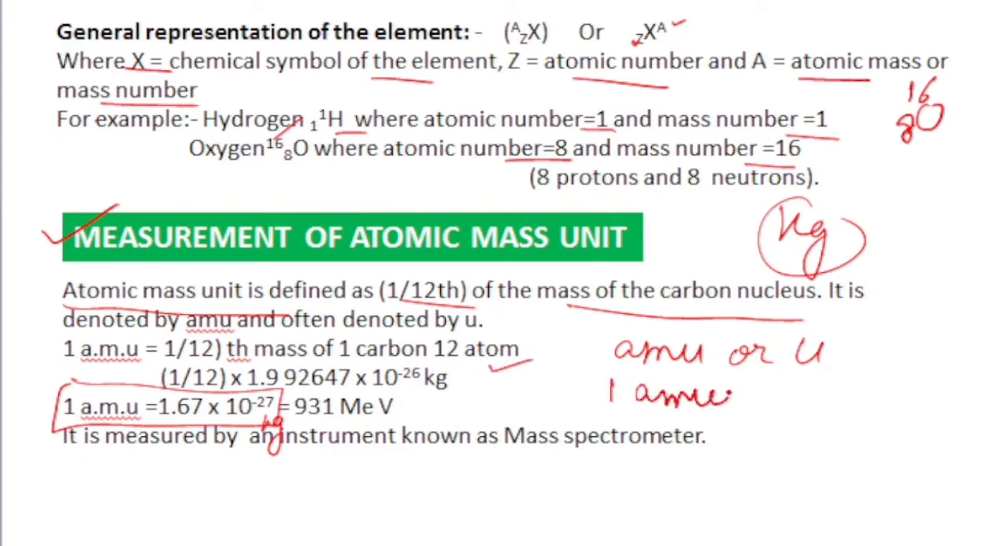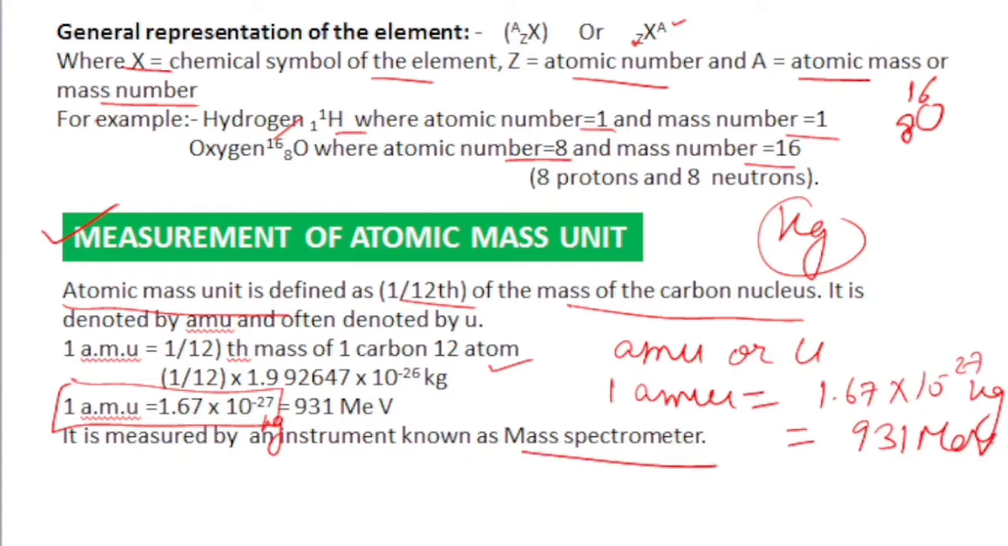1 AMU equals 1.67 into 10 to the power minus 27 kg. It means the mass of atoms or nuclei is very small. It is 10 to the power minus 27 kg, so you can easily see that its mass is very small. And this 1 AMU is equal to 931 mega electron volts in terms of electron volts. It is measured by an instrument known as a mass spectrometer, right? Hope it's clear to all of you.